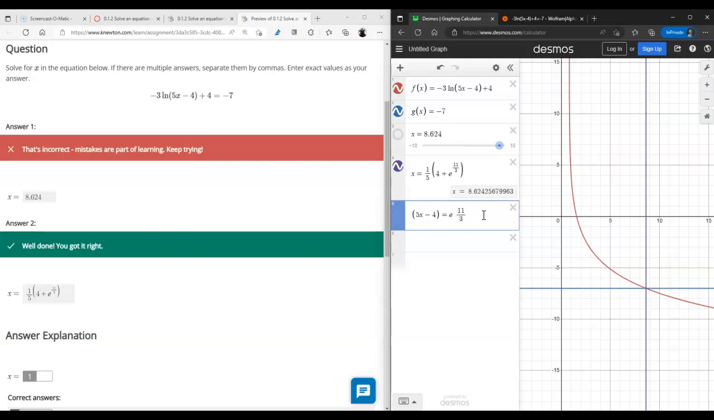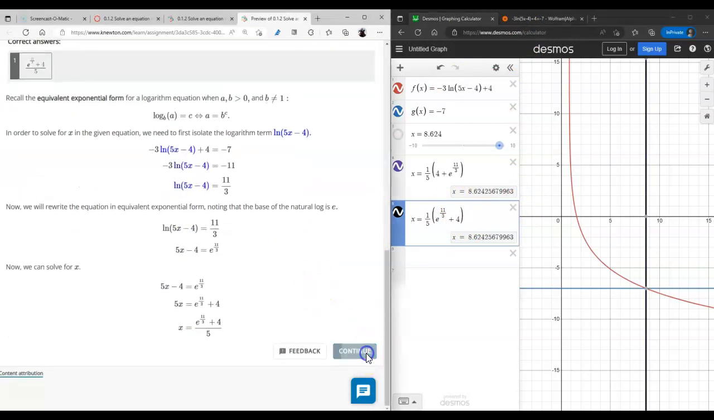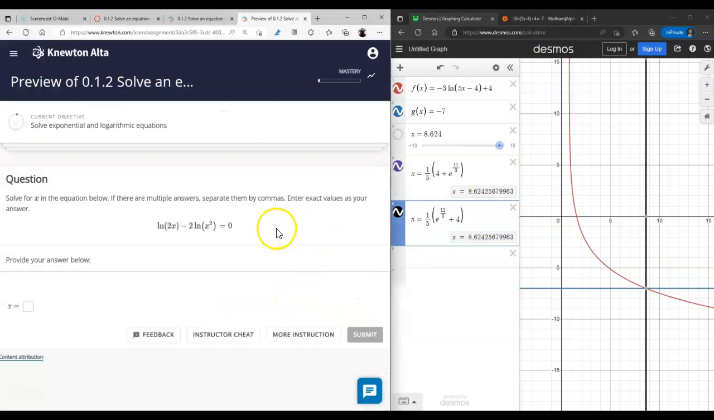We would exponentiate both sides, so it would be e to the power 11/3, and then we would add 4 to both sides. Do you see where all those numbers are coming from? And then we would divide by 5. So this is how they got what they got. But technology is just much faster, and at this point we assume that you know how to solve these equations.